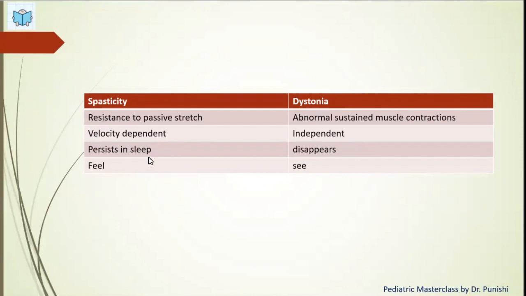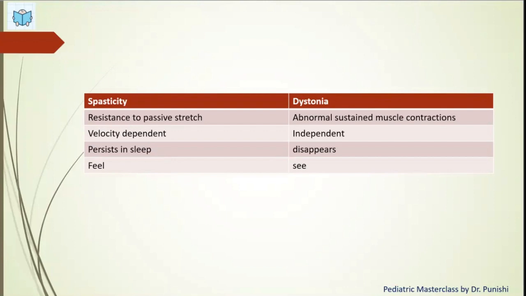Spasticity again is something that you will feel, whereas dystonia is something that you will visually see more. So these are differentiating features of spasticity and dystonia. Again, dystonia points towards more of an extrapyramidal lesion, whereas spasticity is because of a pyramidal tract lesion.